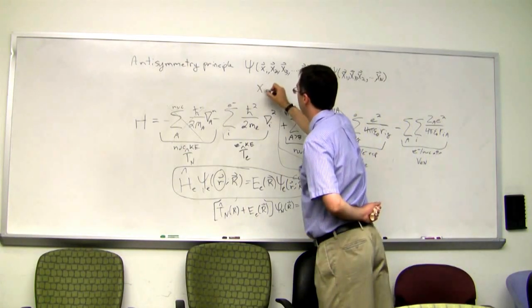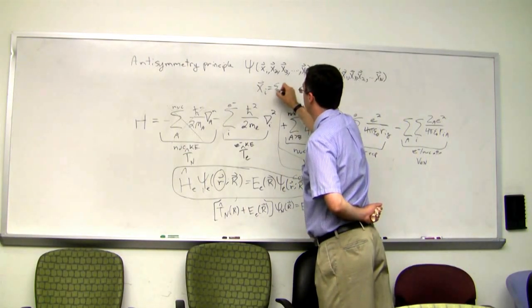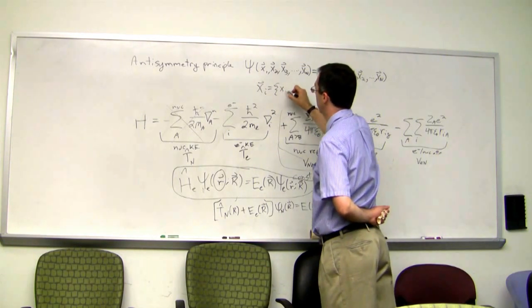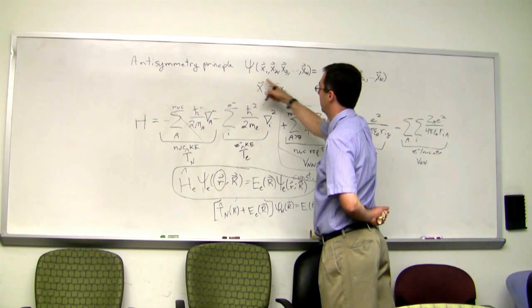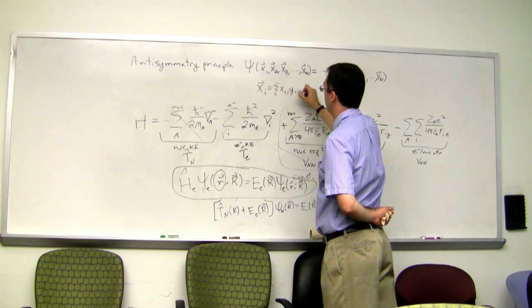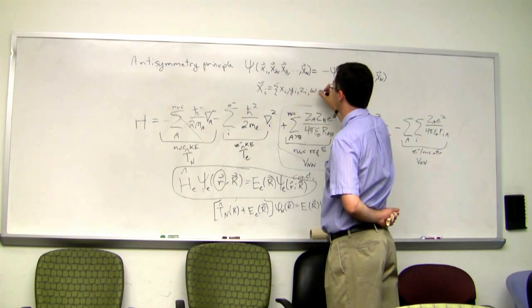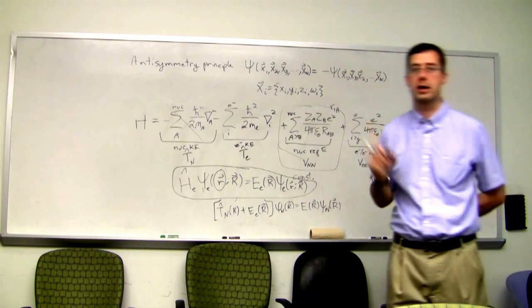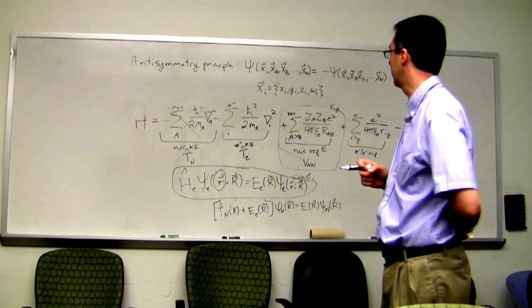Now what is this x guy? x of i is just going to be the collection of all the coordinates for electron i. So it's going to be x sub i without a vector on top, y sub i, z sub i, and some spin coordinate, which I'll call omega sub i. So it's just a shorthand way to write down 4 different coordinates all lumped together.